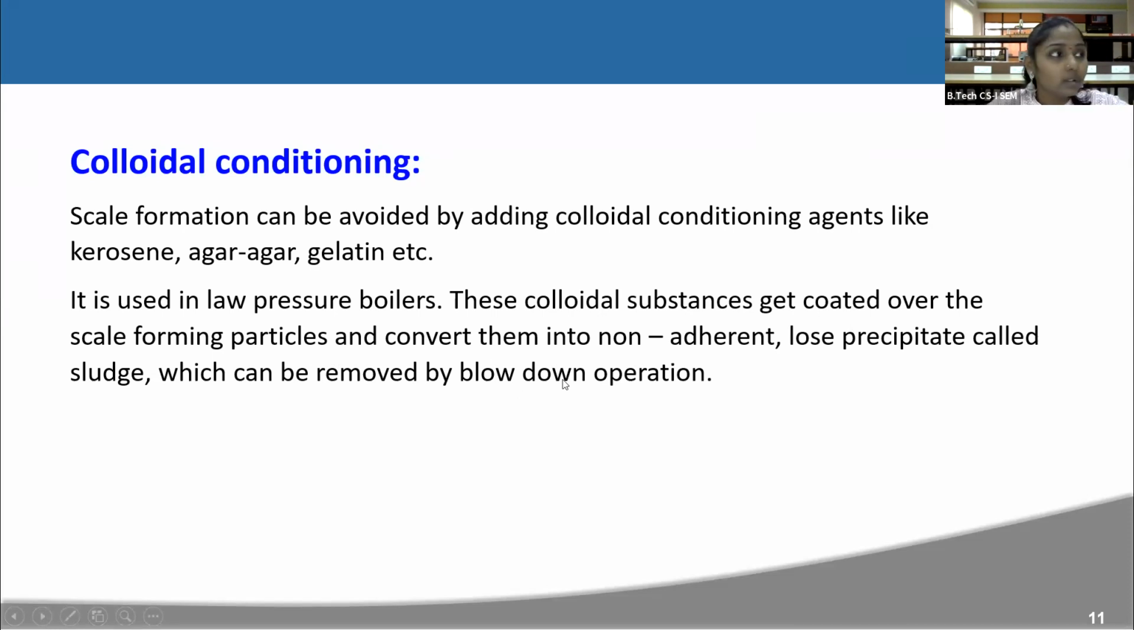Blow down operation. So here, colloidal conditioning, in chemistry, a colloid is a mixture in which one substance of microscopically dispersed insoluble particles is suspended throughout another substance. The dispersed phase particles or droplets are affected largely by the surface chemistry present in the colloid. So what are the colloid examples?